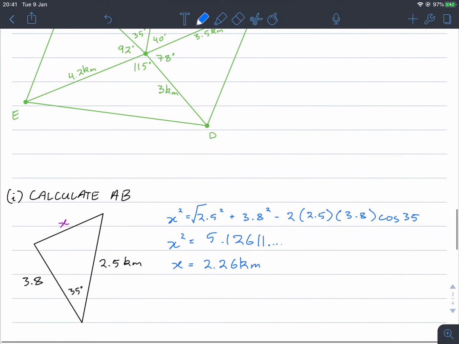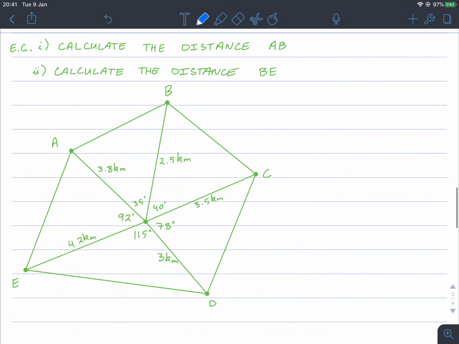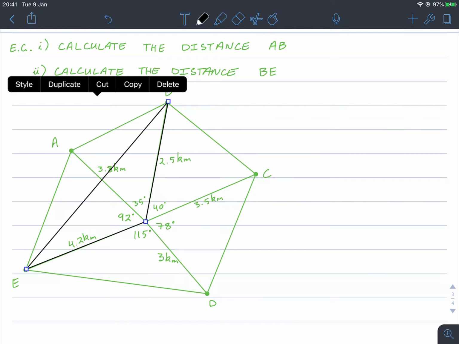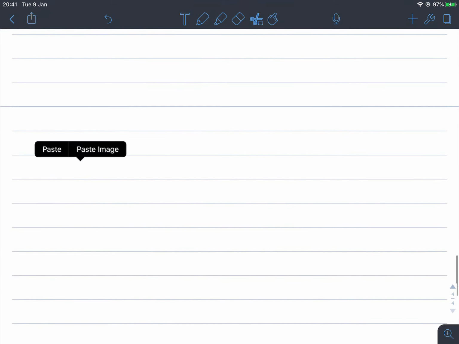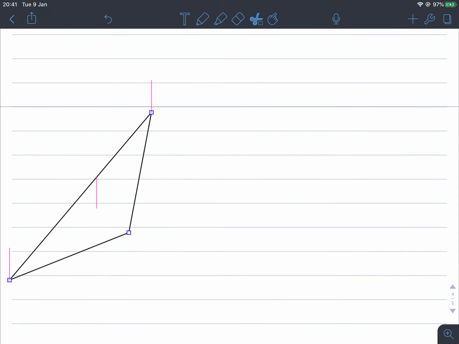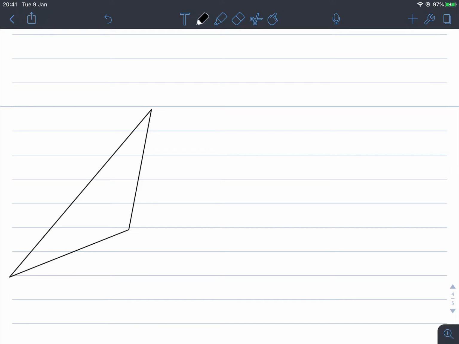Okay, let's move on to part 2. Calculate the distance BE. So from B to E, that is what we are looking for. Even though there isn't a line here, we're still able to figure out that distance. So I'm just going to draw over the top of it. I can cut my triangle out and paste it underneath here. And now let's include all the pieces of information we need.